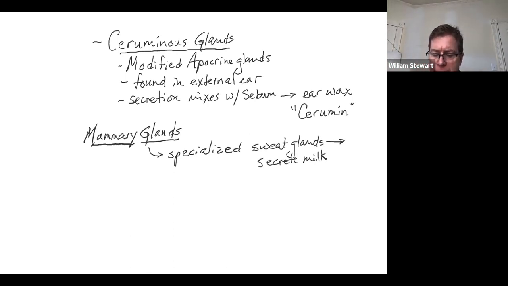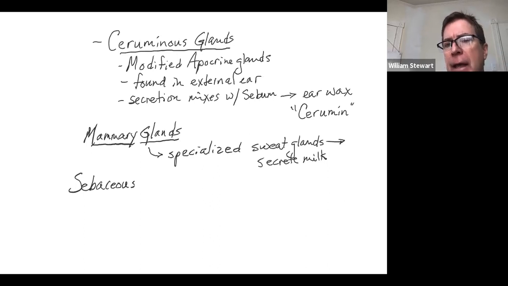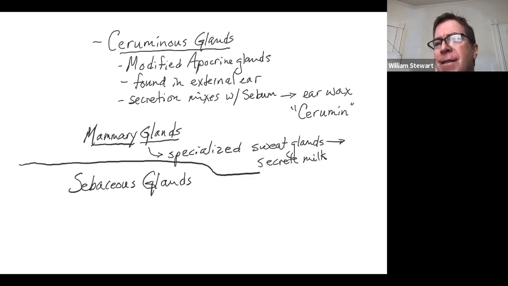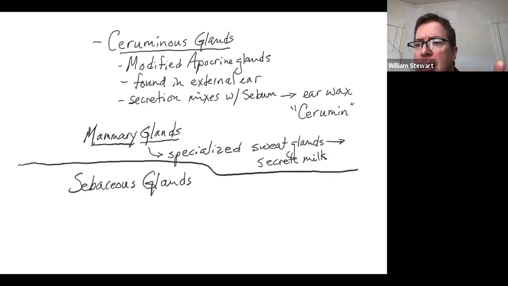Now, last but not least, I'm going to go over sebaceous glands. These are technically not sweat glands. So we have eccrine glands and apocrine glands. Ceruminous glands are modified apocrine glands. Mammary glands are specialized sweat glands. So I'm going to just draw a line here, because sebaceous glands technically are not considered sweat glands, but they're associated with each hair follicle. So I'm going to say a few more things about these.